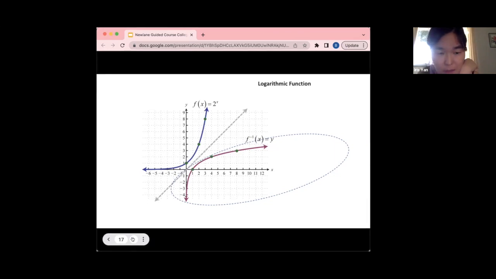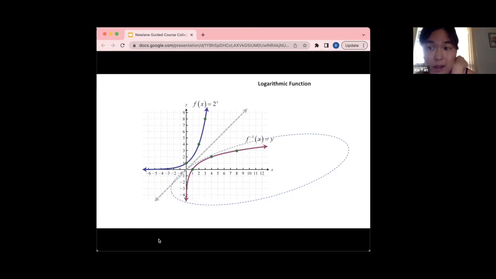So what happens is the domain of the logarithmic function has to be positive numbers only. And while the exponential function goes through the point (0, 1), the logarithmic function will go through the point (1, 0). Everything is inverted, right?